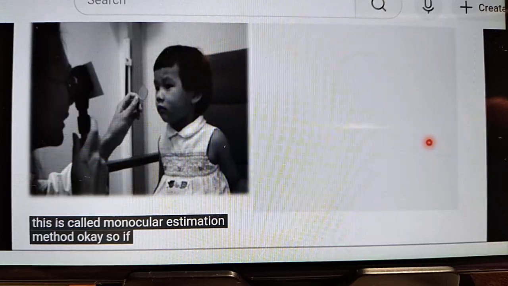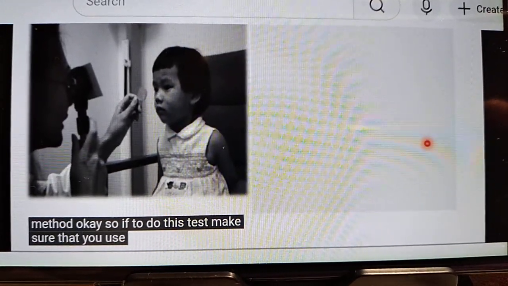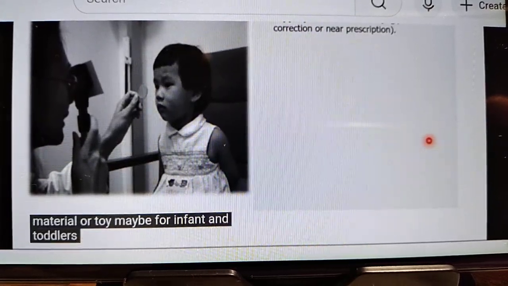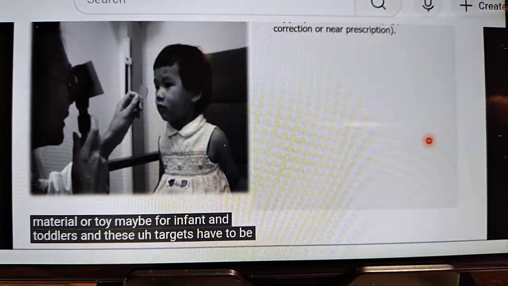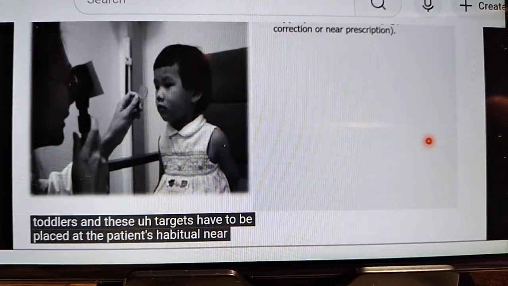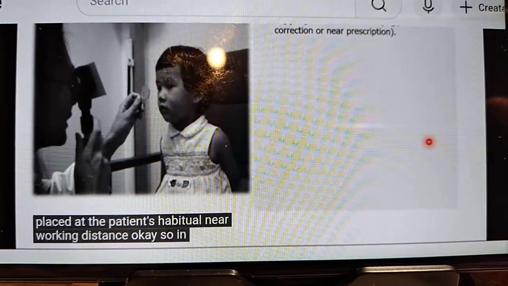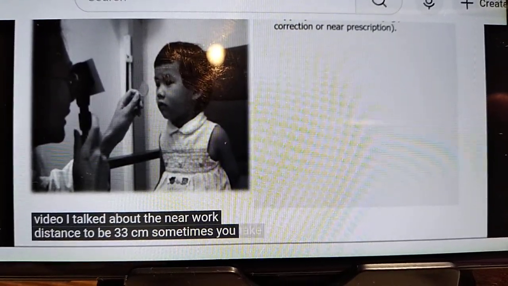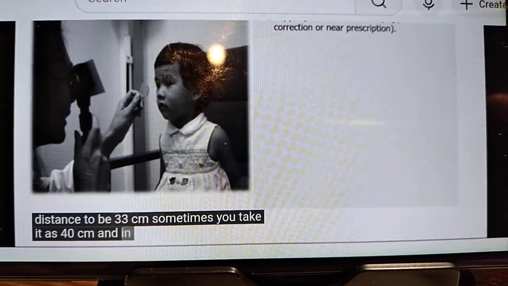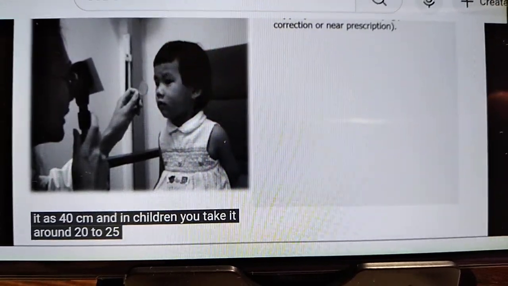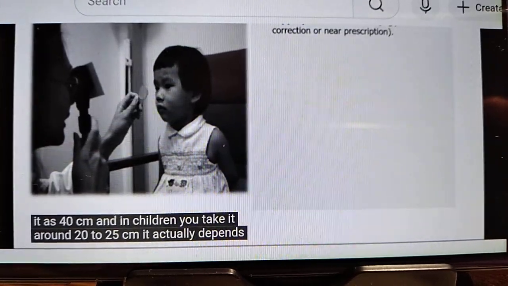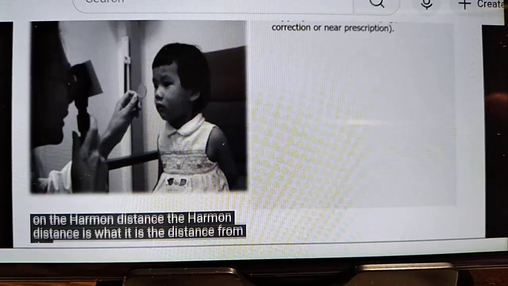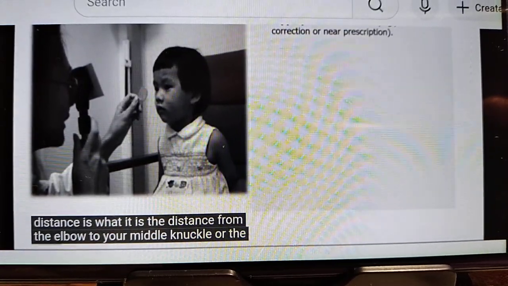So to do this test, make sure that you use age appropriate material or toy, maybe for infants and toddlers, and these targets have to be placed at the patient's habitual near working distance. In the previous video I talked about the near working distance being 33 centimeters. Sometimes you take it as 40 centimeters, and in children you take it around 20 to 25 centimeters. It actually depends on the Harmon distance. The Harmon distance is what? It is the distance from the elbow to your middle knuckle or the third knuckle.